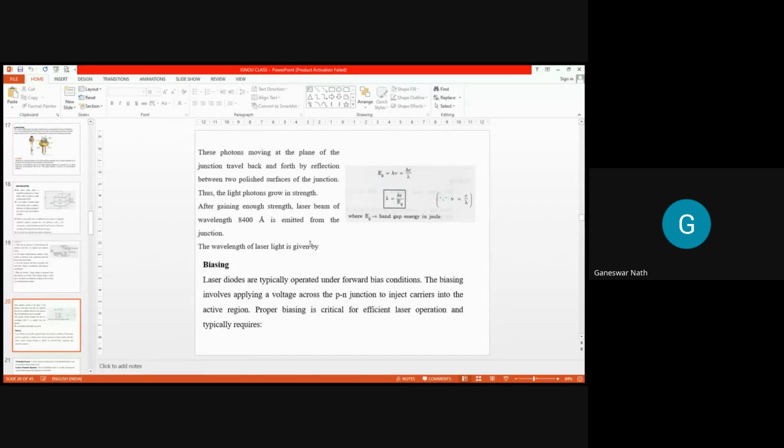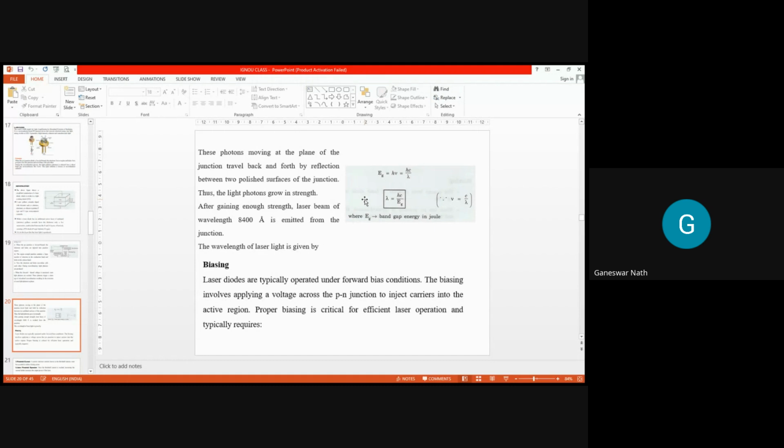So in a particular case, as you are using gallium arsenide, the light photons grow in strength, and after gaining enough strength, a laser beam of wavelength 8,400 angstrom is emitted from this laser diode. Okay, so this is the formula on the basis of which you can calculate the wavelength of a given material.